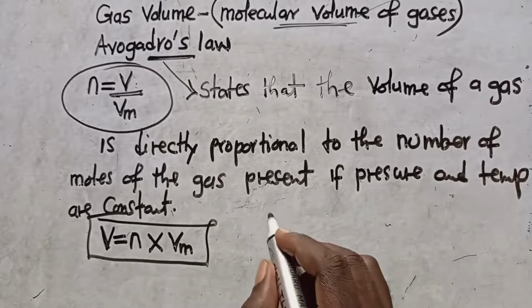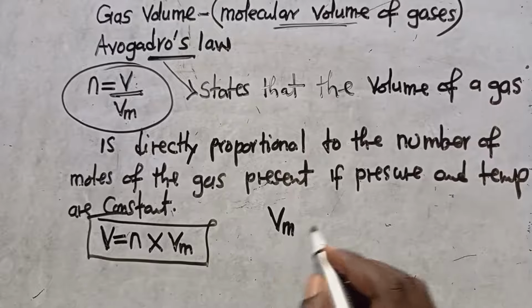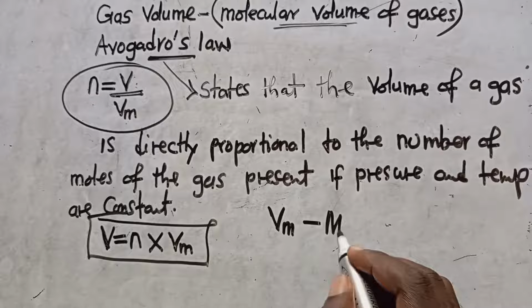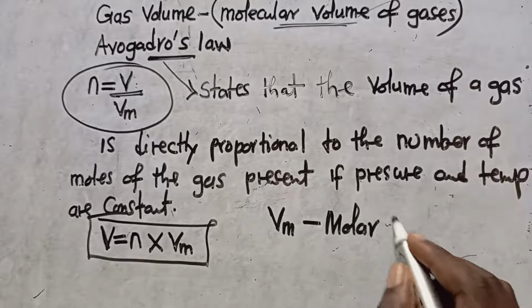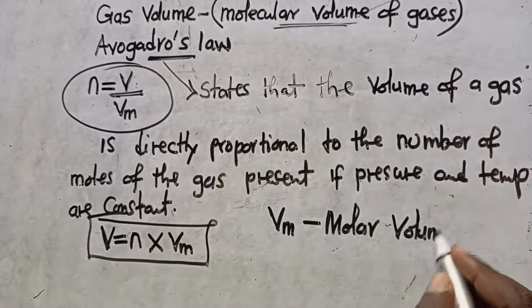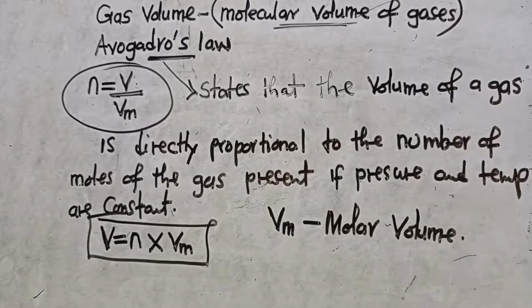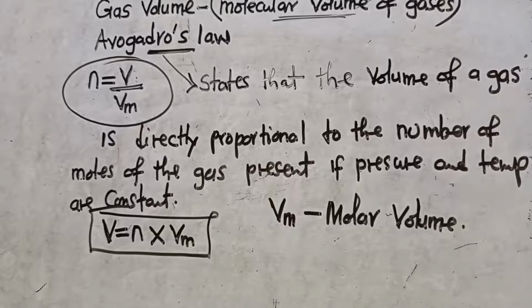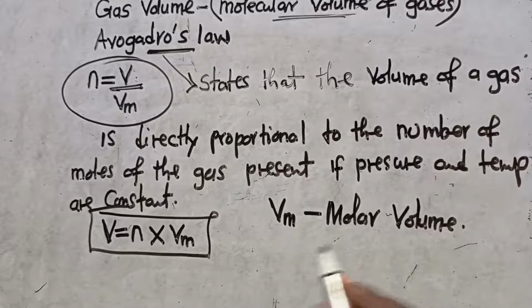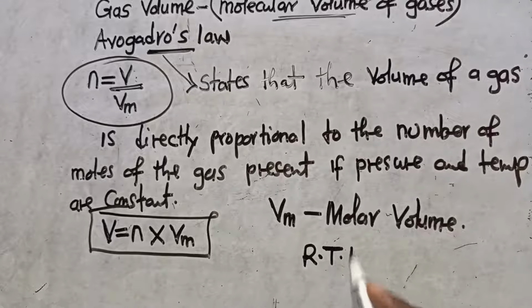So the molar volume, this one here, is called what? This one is called molar volume. There are certain things that you need to understand about the molar volume that is here. This molar volume can be at RTP. So molar volume at what? RTP. The molar volume at RTP, this is room temperature and pressure.